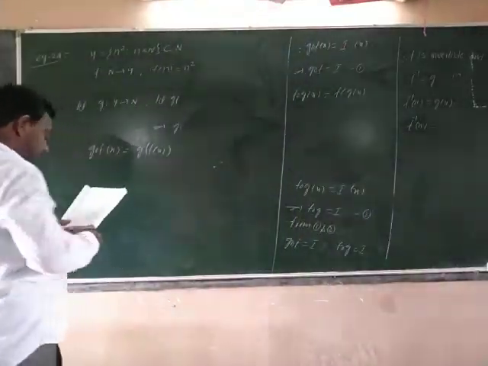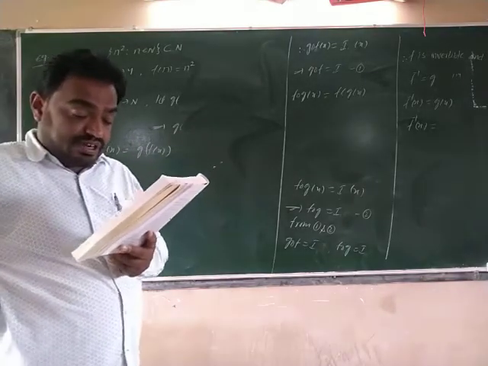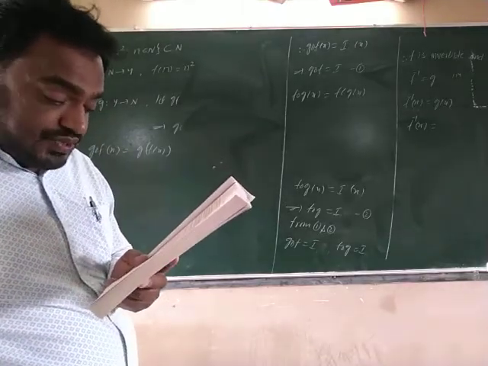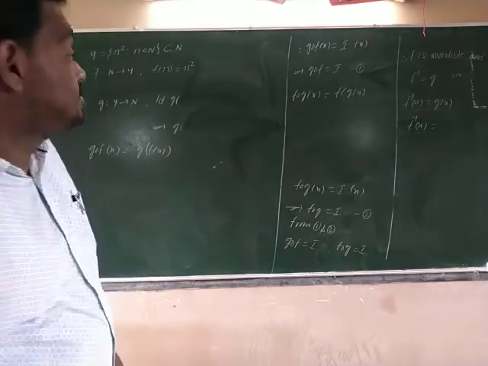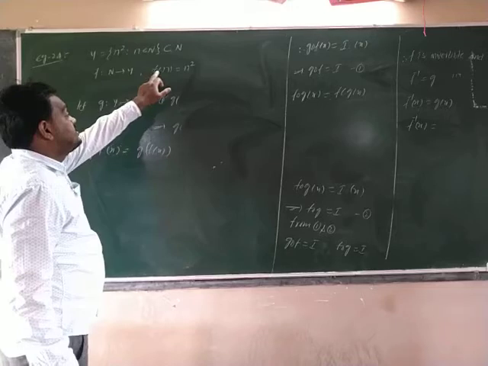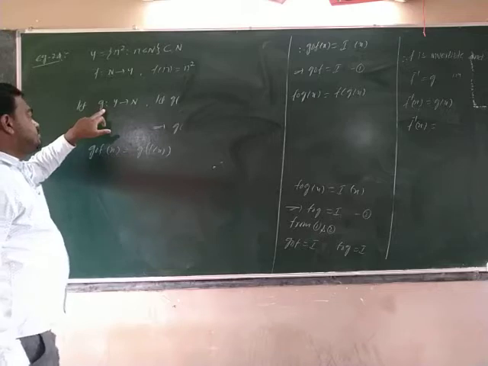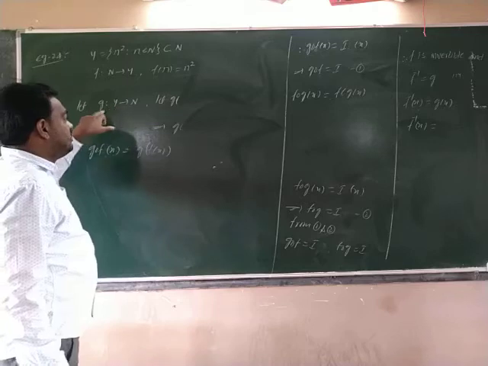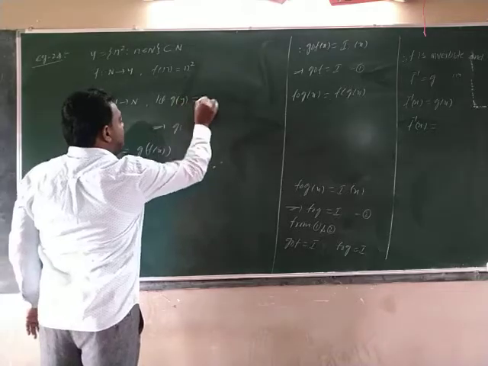24th question. Let Y equal to {n square such that n belongs to N}, a subset of N. Consider f from N to Y as f of n equal to n square. Show that f is invertible. Find the inverse of f. Similar question, you see. So f is given from N to Y defined as f of n equal to n square. So g is from Y to N, the reverse. And g of y is equal to what we have to assume?